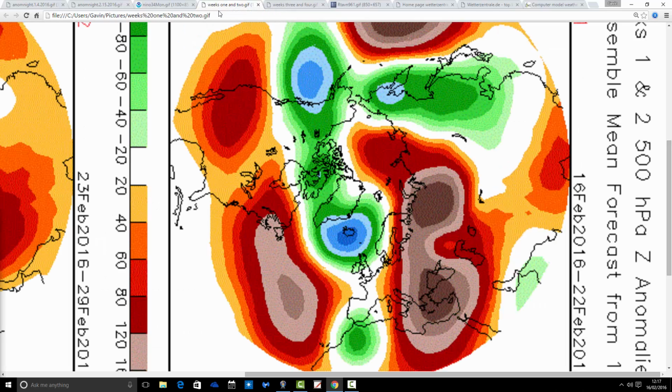Have a look at CFS V2 for the next month, coming closer to home. These are the 500 millibar height anomalies broken down into weekly periods for the coming month. So this is the first weekly period going from the 16th to the 22nd of February, the week that we're in. As you know, with these charts, blue extrapolates to low pressure and red extrapolates to high pressure.